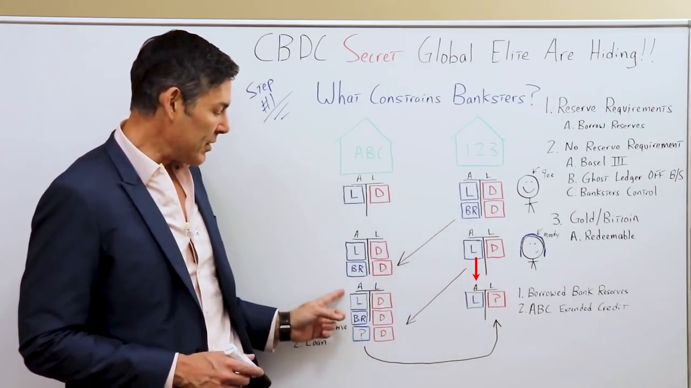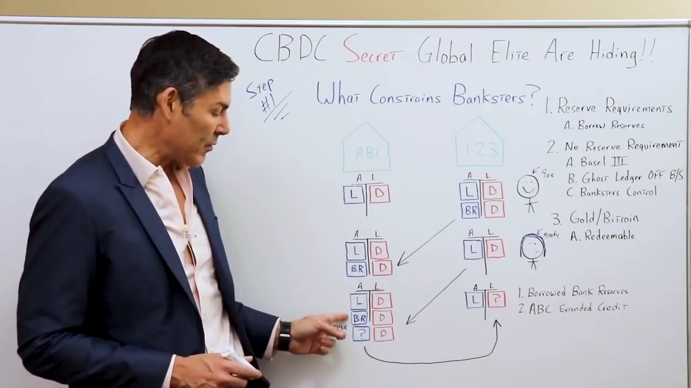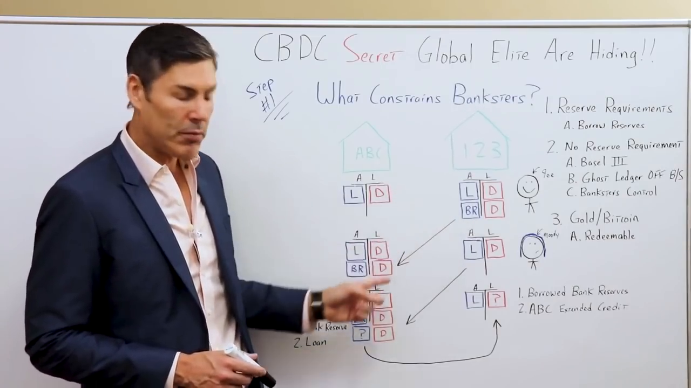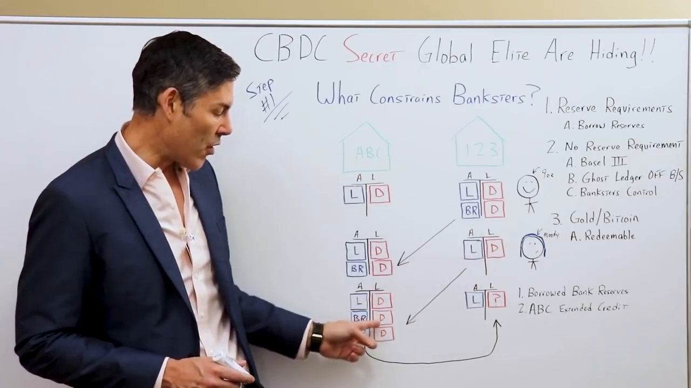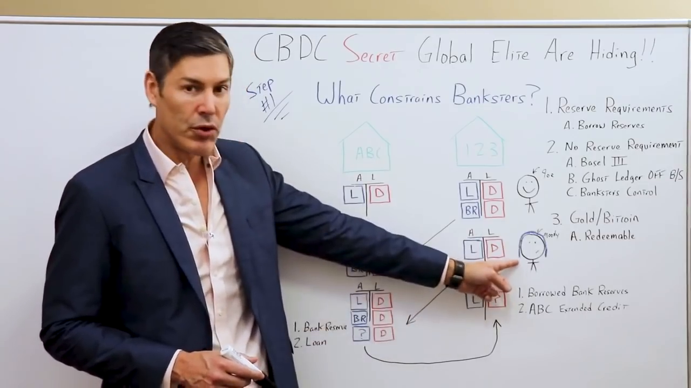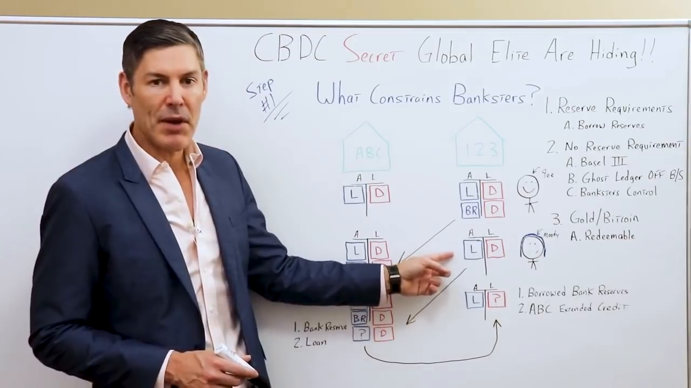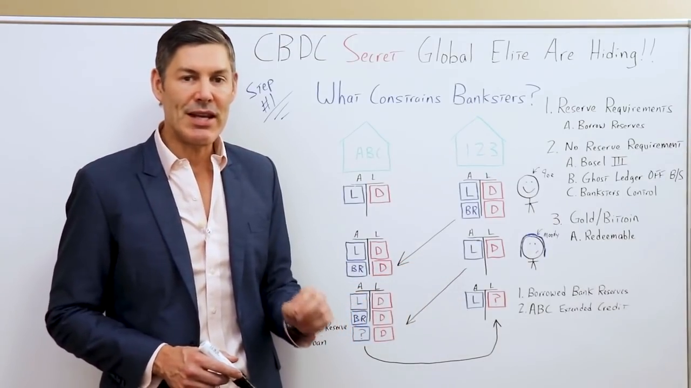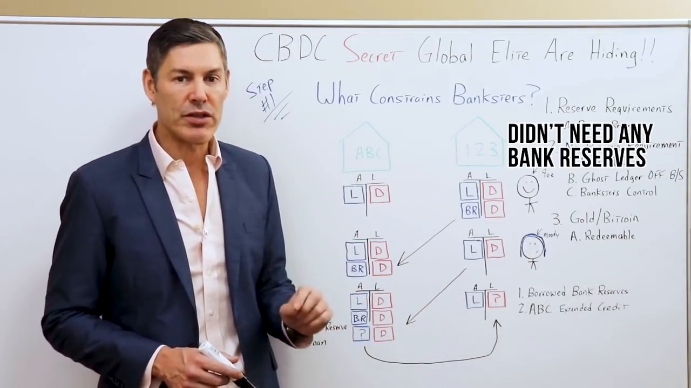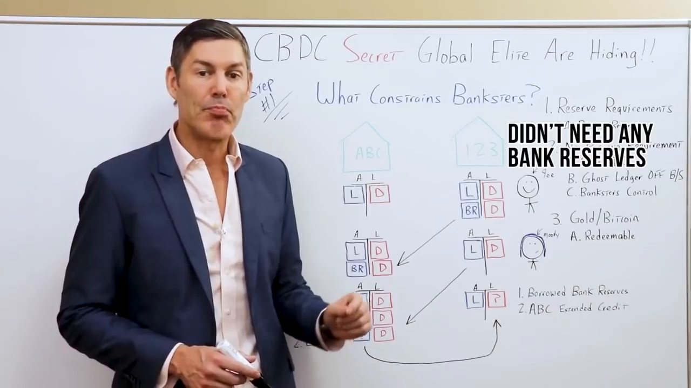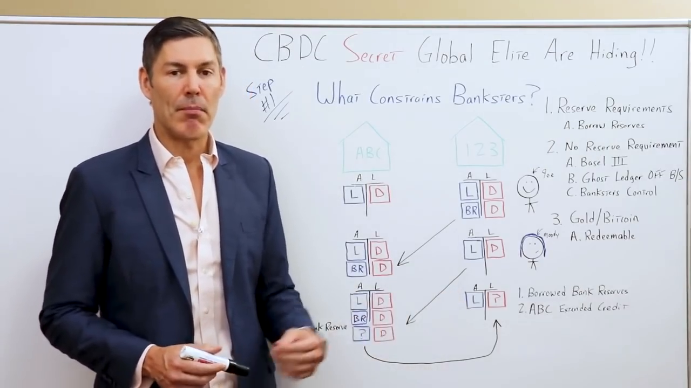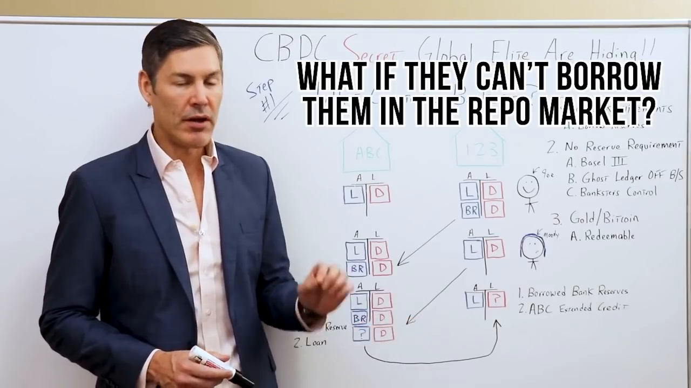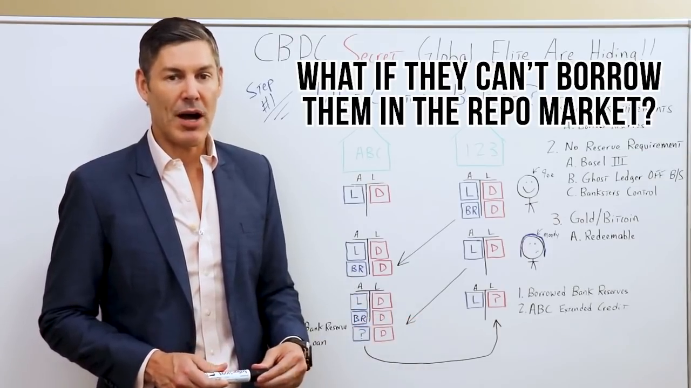And over on ABC's balance sheet, they then would have the bank reserves that 123 borrowed in repo, along with that deposit they transferred over to them from Moody the Millennial. So what happened is Bank 123 didn't need any bank reserves whatsoever. They were able to borrow them. So then the next question becomes, okay, George, well, what if they can't borrow them in repo? Well, this is not a problem either.